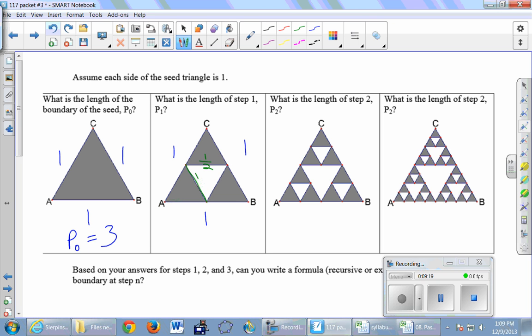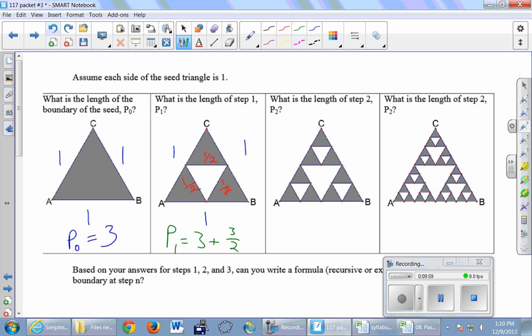So 1/2 here, and then 1/2 here. So then the P1, and we're using our notation for sequences, it is 4.5. I'm going to write it as 3 plus 3 halves, right? You got 3 sides, each of which is a half. It's really hard to see my green halves in here, so let me change colors. Okay, that's better.